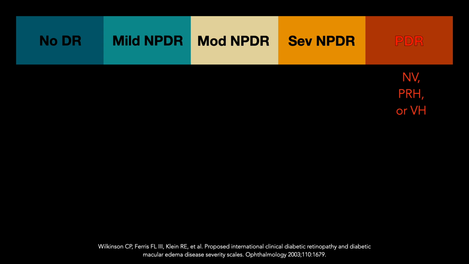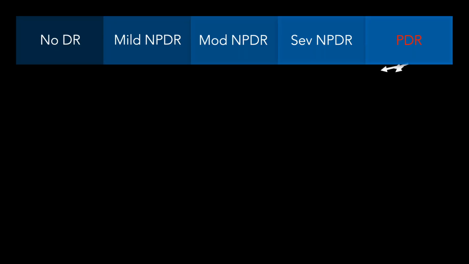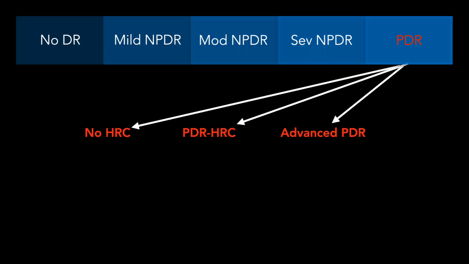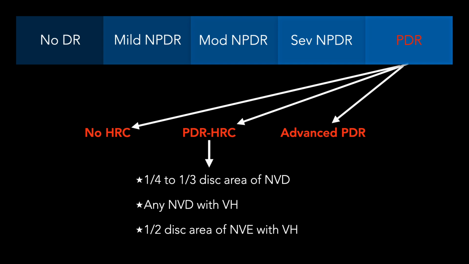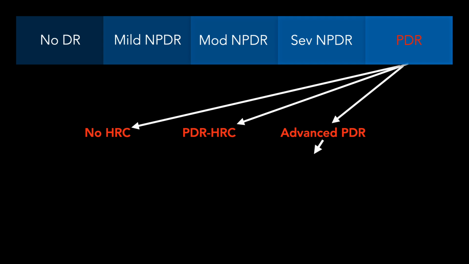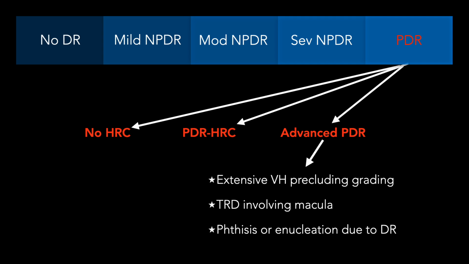PDR, defined as neovascularization, vitreous hemorrhage, preretinal hemorrhage. We can further break it down to no high-risk characteristics. High-risk characteristics are advanced. HRC is right here. I have another slide coming up on that. One-fourth to one-third disc area of NVD, any NVD with VH, half disc area of NVE with VH. I think you should know that, although it's probably less important these days. Advanced PDR is basically extensive VH, TRD, phthisis, or enucleation.